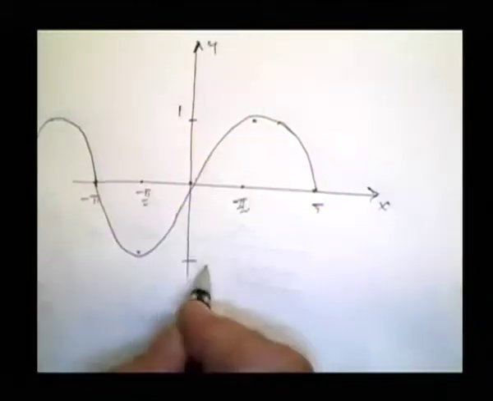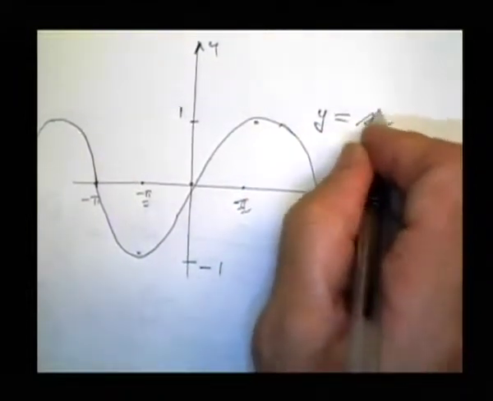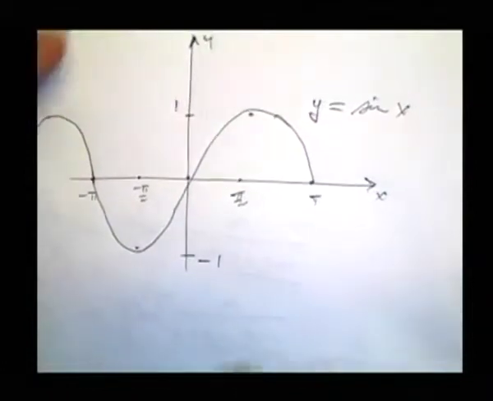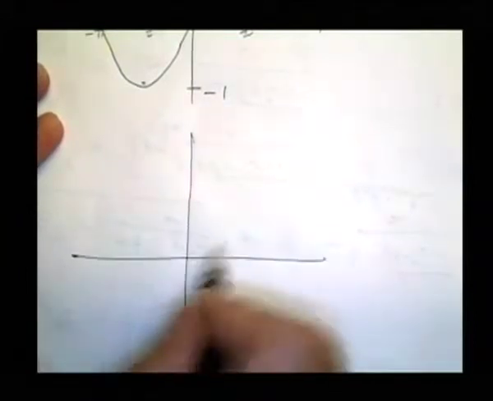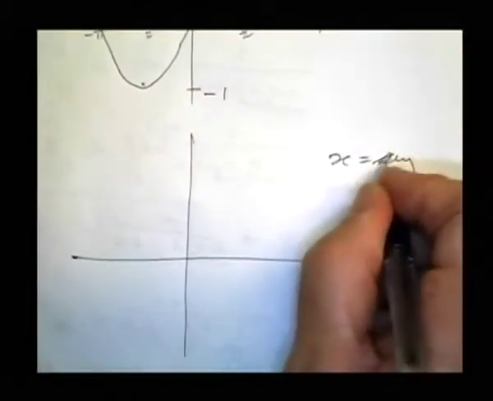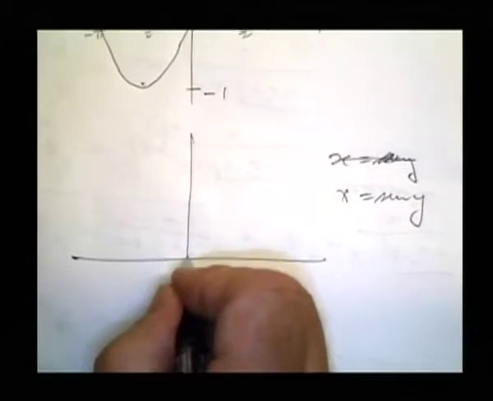However, the range is only between -1 and 1. Now that's y equals sine x. If you want the inverse of that, let's draw it on a different graph. The inverse would be the reflection in the line y equals x, and the inverse is x equals sine y. I'll do that again: x equals sine y, and it has that effect.